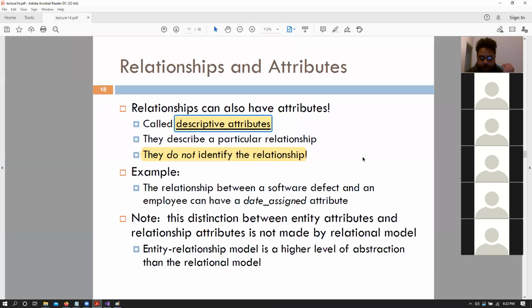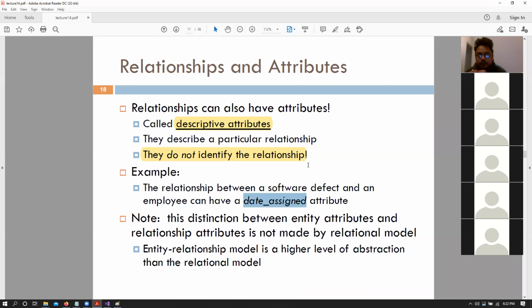Okay, so they do not identify the relationship, but they actually are added descriptions for that relationship. So a software defect and an employee, the relationship could be that the software defect is assigned to this employee, right? That would be the relation which defect is assigned to which employee to be fixed. But you can imagine that there is a date assigned attribute that also describes something about that relationship. So as you can see that we are already sort of going higher in the abstraction level, right?